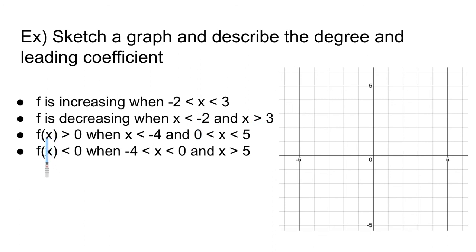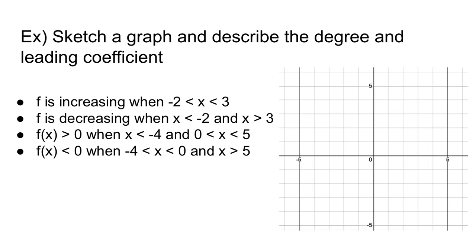And then when my function is greater than 0, when x is less than negative 4 and between 0 and 5, and f of x is less than 0 when x is between negative 4 and 0, and x is greater than 5. So I know, if you're reading that, it can really seem very overwhelming at first. So let's take it step by step and try to figure out exactly what is going on here.